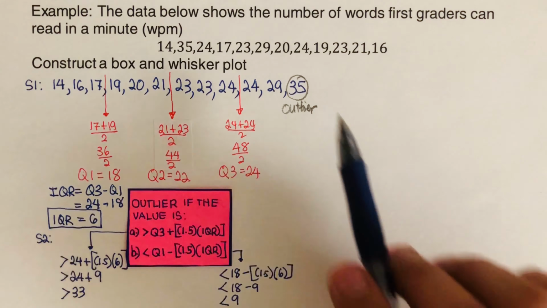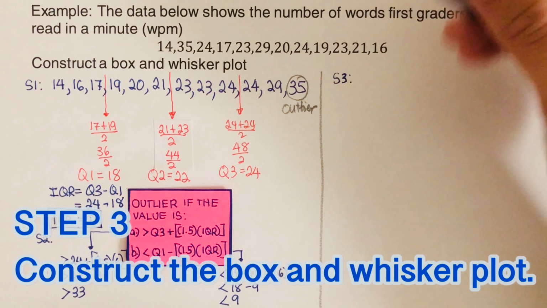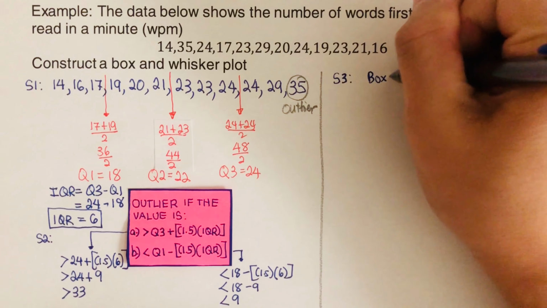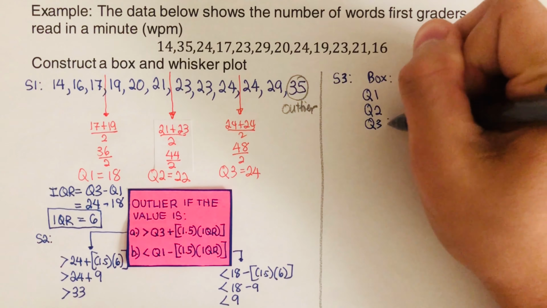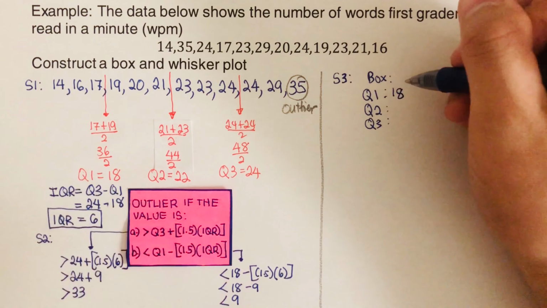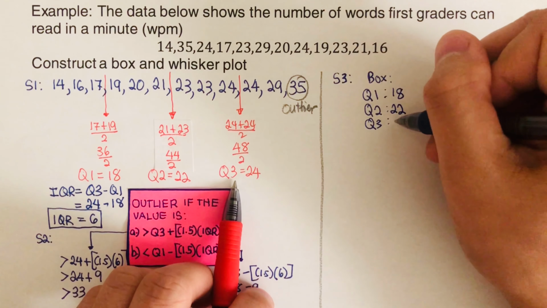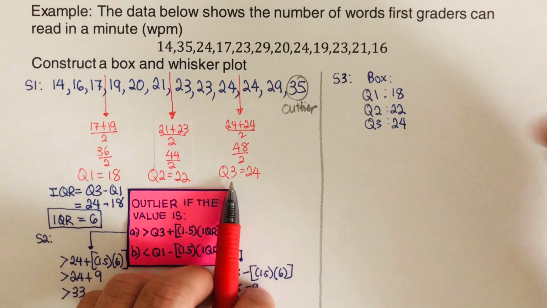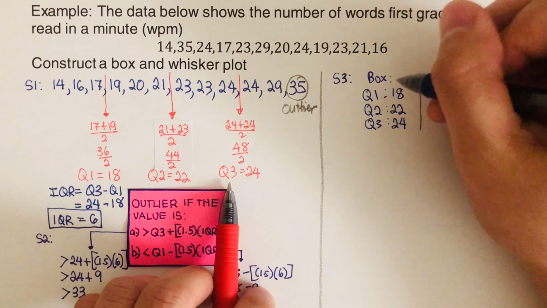Before we draw the box and whisker plot, we are going to determine what are those values that are needed in order to construct the box first. So let's take the ones that we need for the box. That would be Q1, Q2, and Q3. So in this problem that we have, our Q1 is 18. And then our Q2 is 22. So we get 22 right here. Q3 is 24. Then we find the ones that we need in order that we can create the whiskers, which will be on the other ends of the box.